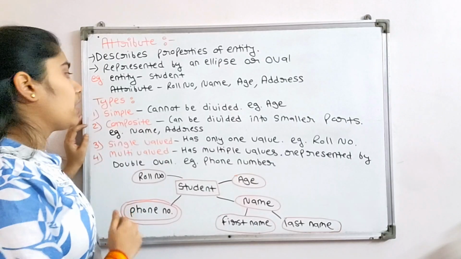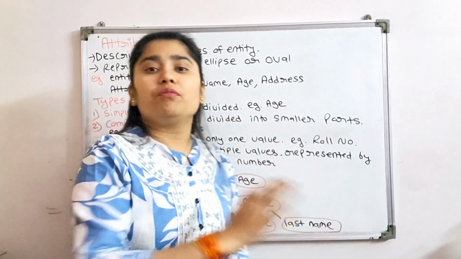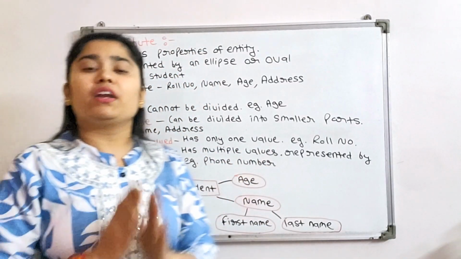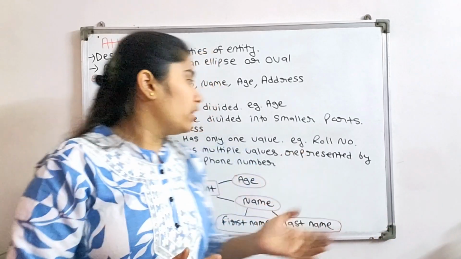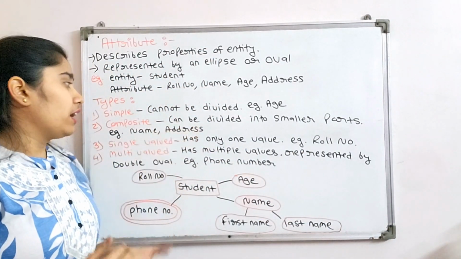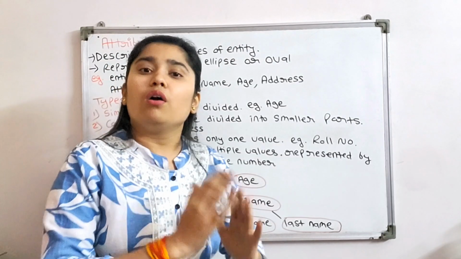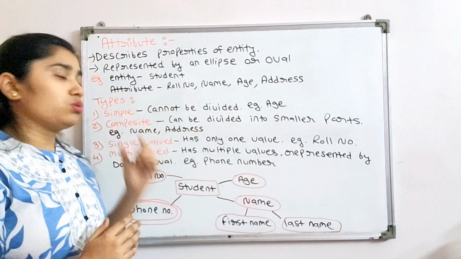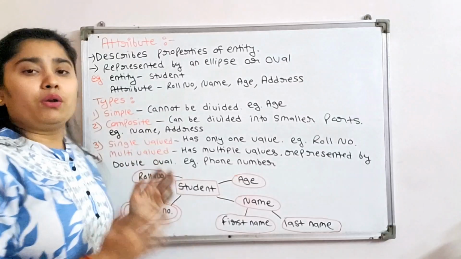Now the next type is the composite attribute. What is the meaning of a composite attribute? It can be divided further into smaller parts. For example, name. Name can be divided into first name, middle name and last name. So name is a composite attribute. Another example is address. Address also has city, pin, so it also has smaller parts. So address is also a composite attribute. Now the third type is the single valued attribute.